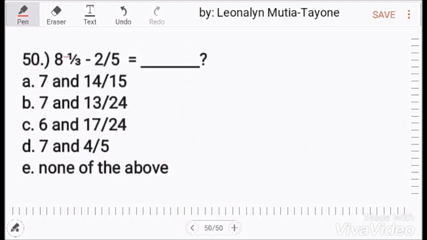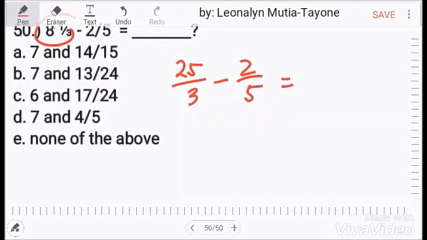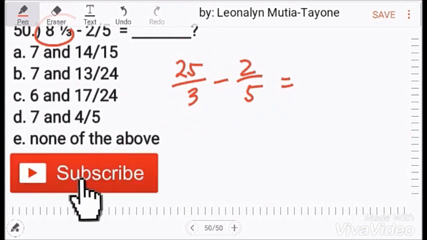Number 50. 8 and 1/3 minus 2/5. Bago natin i-solve ito, gawin muna natin improper fraction ng 8 and 1/3. And that is 8 times 3, 24 plus 1, 25. So 25 over 3 minus 2/5. Para ma-deduct natin yan, dapat ang denominator nila ay pareho. So hanapan natin ang least common denominator, which is 15.